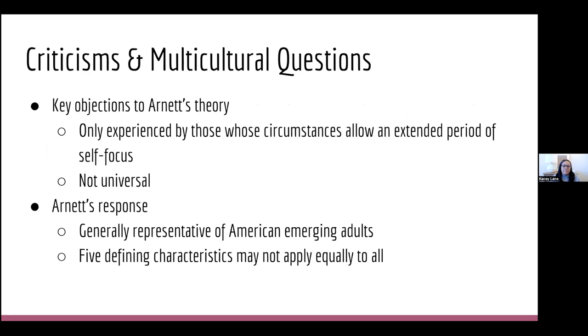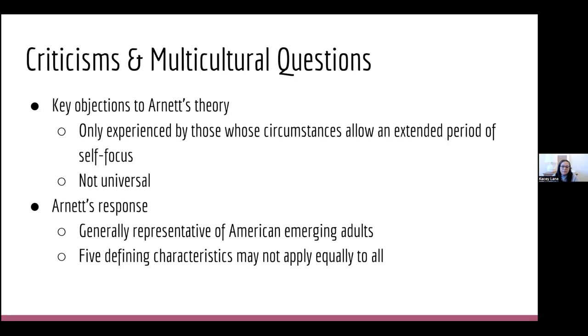But I think that there are some key objections that we should consider. So the first is, one, emerging adulthood is only experienced by those whose circumstances, like SES, social supports, and certain life events allow them an extended period of self-focus. And two, another criticism being that emerging adulthood is not universal. It's not experienced by all.